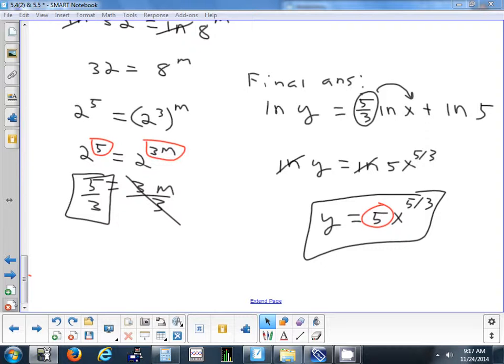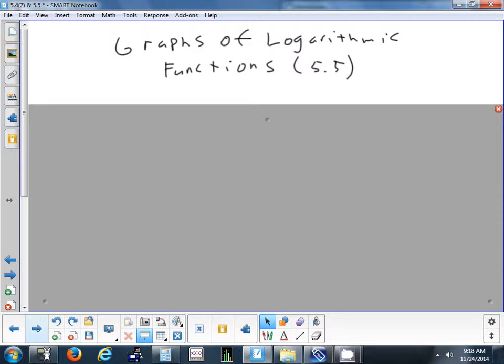So there's our final answer. All right, so that finishes up everything we didn't do in 5.4. And in 5.5, we're going to look more at graphs. So in the graphs, we're going to do a lot of things we've already done before, like translating up and down, left and right. Okay, that kind of typical transformation stuff.